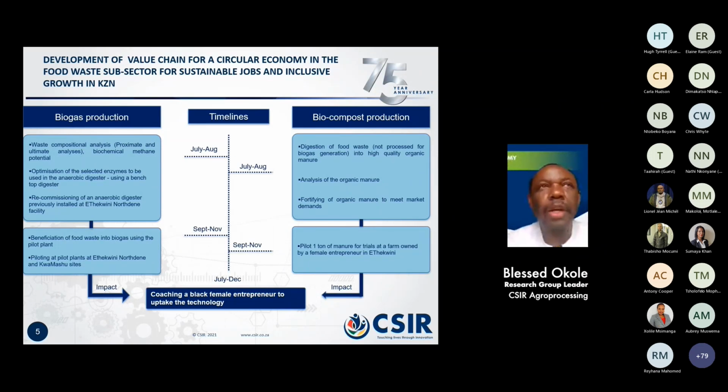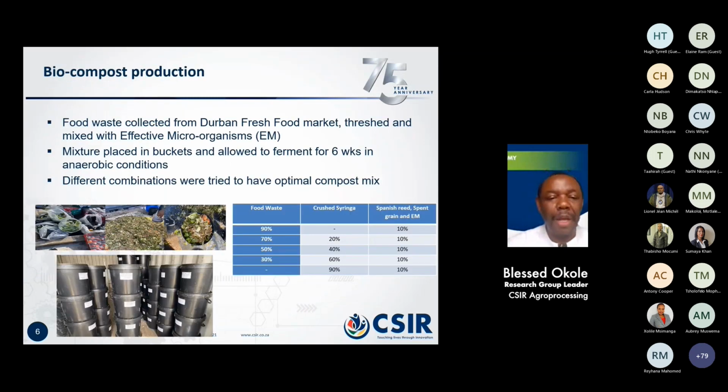And what did we do here? We collected the waste from the Durban Fresh Produce Market, threshed it, and used what we call effective microorganisms to ferment the product. We kept them in buckets, as you can see in the diagram below, in an anaerobic condition for around 6 weeks. And then after that, we tried different combinations. In KZN, we also have a problem with a plant called syringa. It's an invasive species, and also another one called Spanish reed.